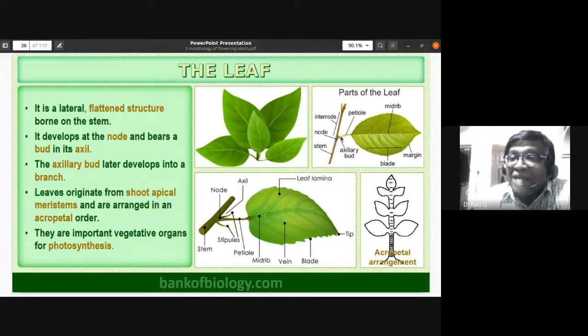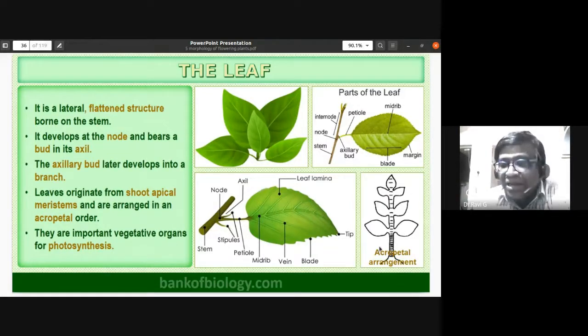So the axillary bud is found at the base of the leaf. These axillary buds later develop to form the branches. That is one point you have to remember. Leaves are important vegetative organs for photosynthesis. There are small leaf-like structures found at the base of the leaf. We call them stipules. That is also one structure you have to remember.